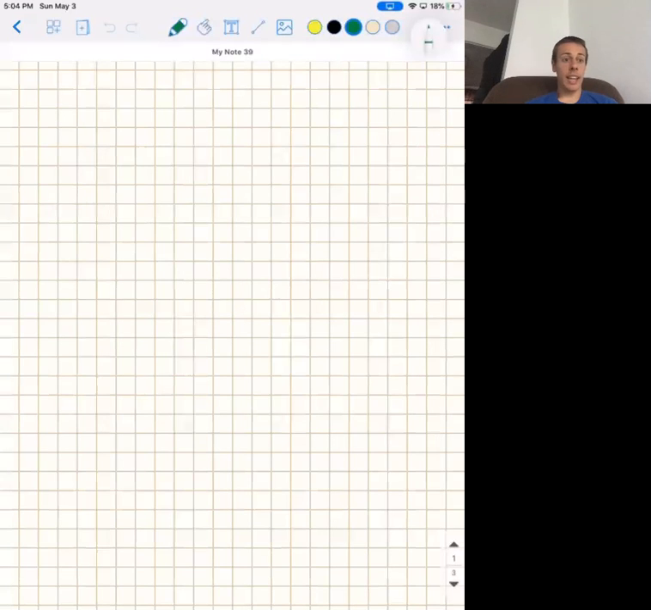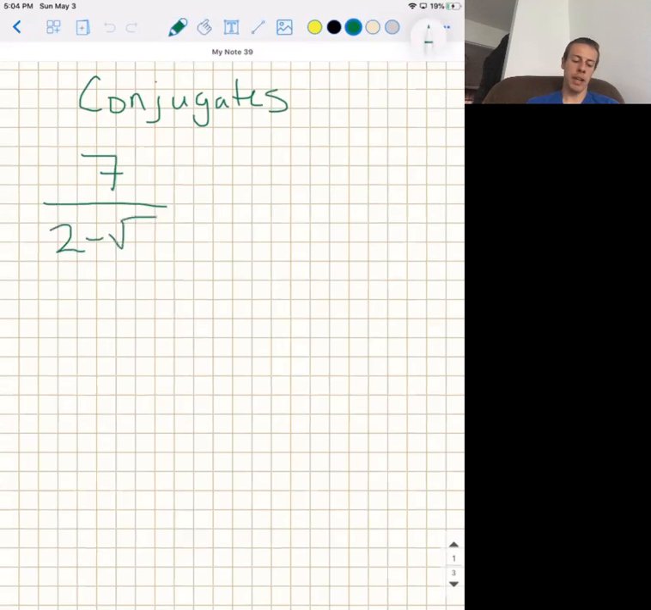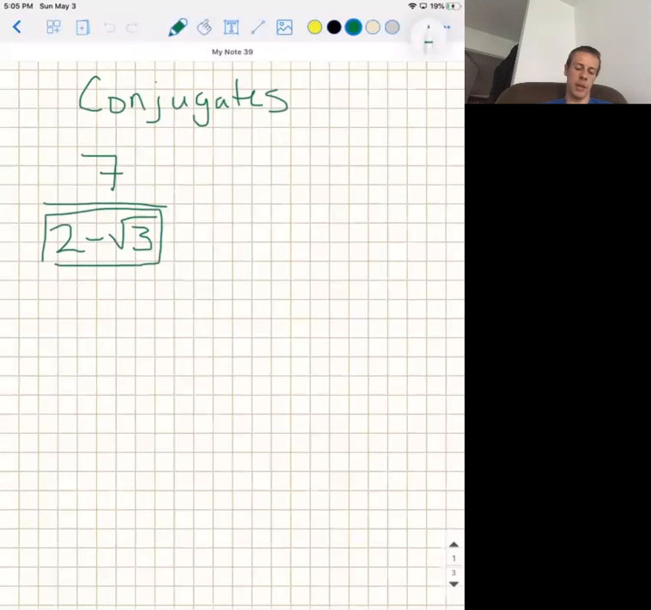All right, the last thing we have to look at when we look at dividing radicals is what's called conjugates. So far, all we've looked at is when we divide radicals that there's only one term in the denominator. But in this example, we have 7 divided by 2 minus the square root of 3. It's a little bit different in that we have two terms down here. There's two terms in our denominator.